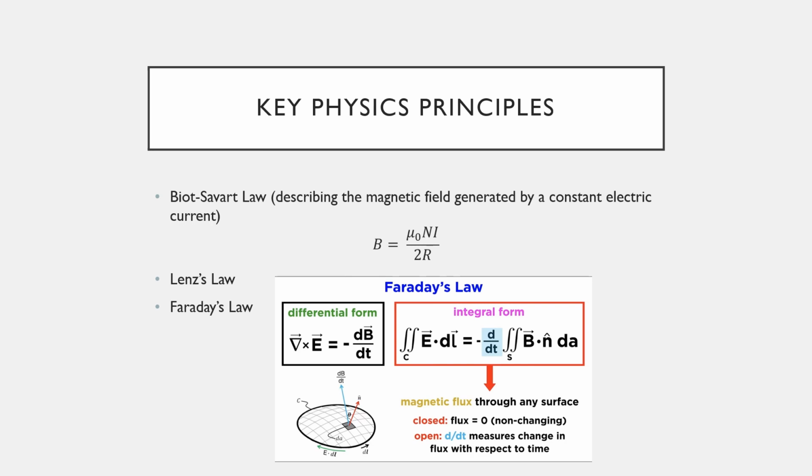The main physics principles used in this lab are the Biot-Savart law, which describes the magnetic field generated by a constant electric current and is given by the equation below, and then the magnetic field of a dipole given by the second equation. And then the picture on the bottom right shows the visualization of the magnetic field lines of a dipole.